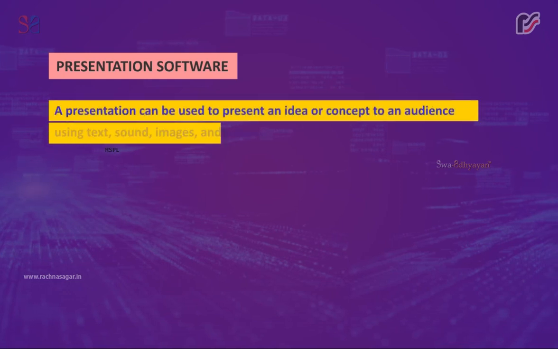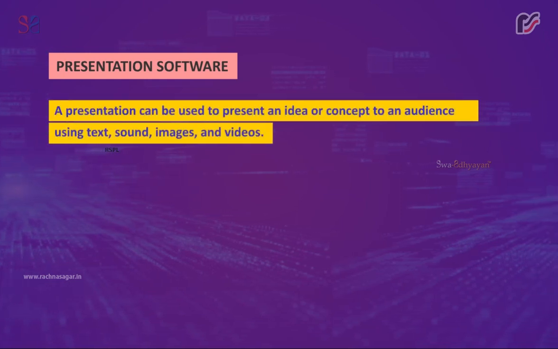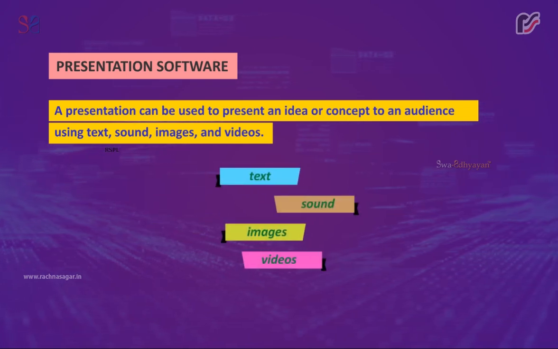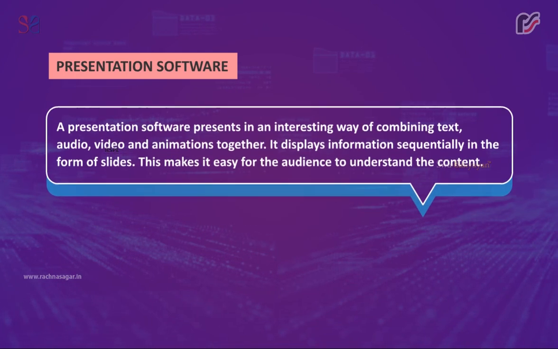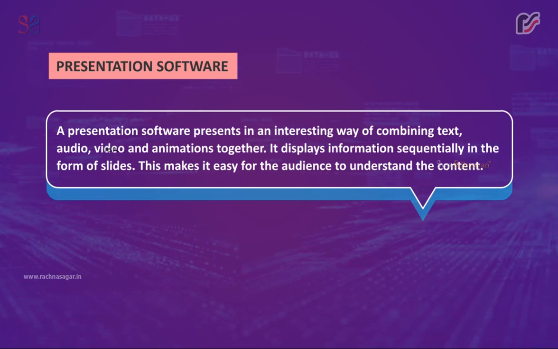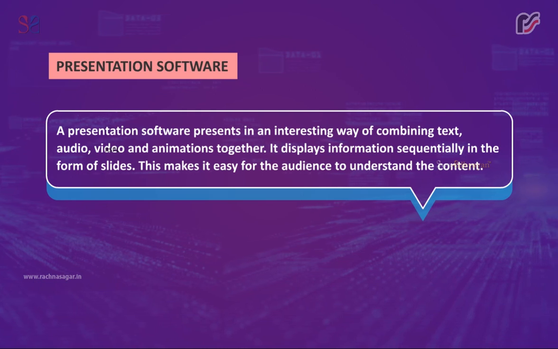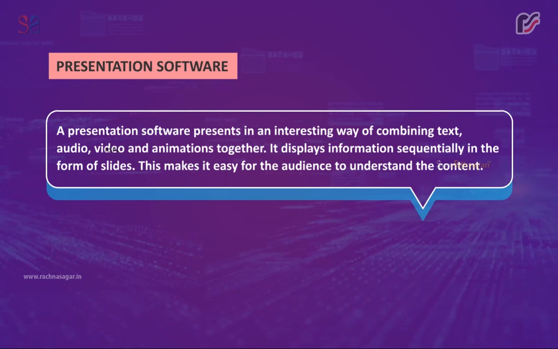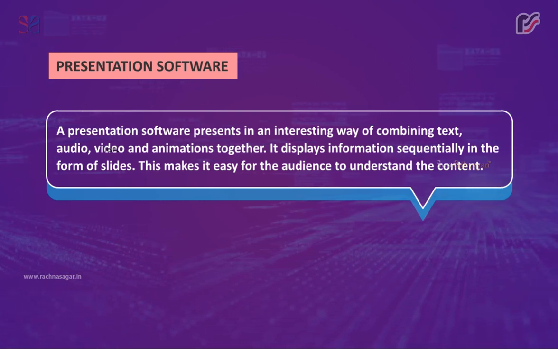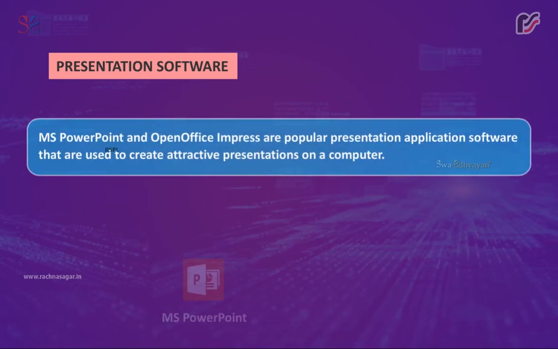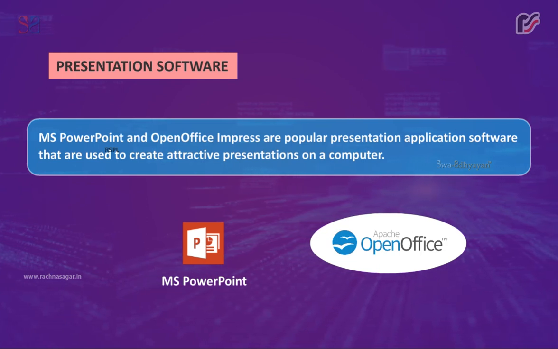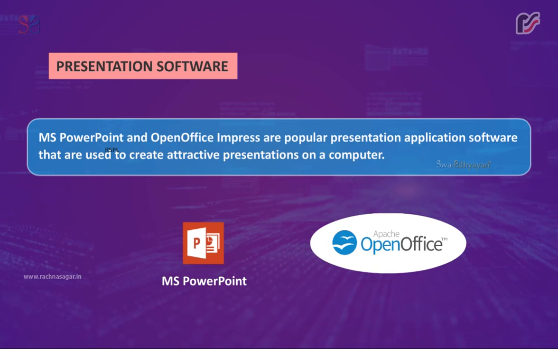Presentation software. A presentation can be used to present an idea or concept to an audience using text, sound, images, and videos. A presentation software presents in an interesting way of combining text, audio, video, and animations together. It displays information sequentially in the form of slides. This makes it easy for the audience to understand the content. MS PowerPoint and OpenOffice Impress are popular presentation application software that are used to create attractive presentations on a computer.